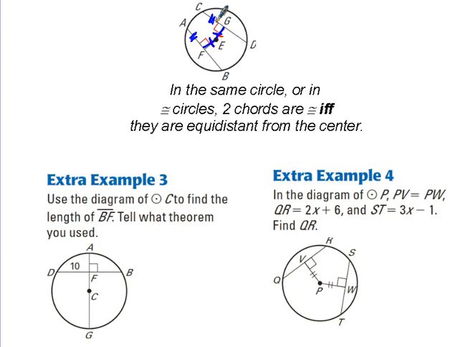So let's look down here at example number 2. Use the diagram of circle C to find the length of BF. Oh, we've got a diameter, and it's perpendicular to another chord, thus it is bisecting it, and this BF must be 10. So segment BF is equal to 10.